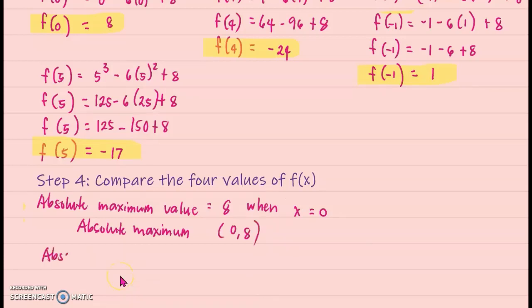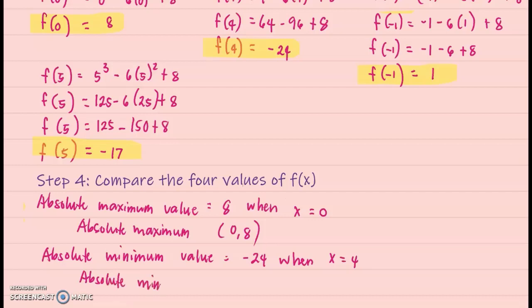And the absolute minimum value is equal to negative 24 when x is equal to 4. So the absolute minimum is at 4 and negative 24.